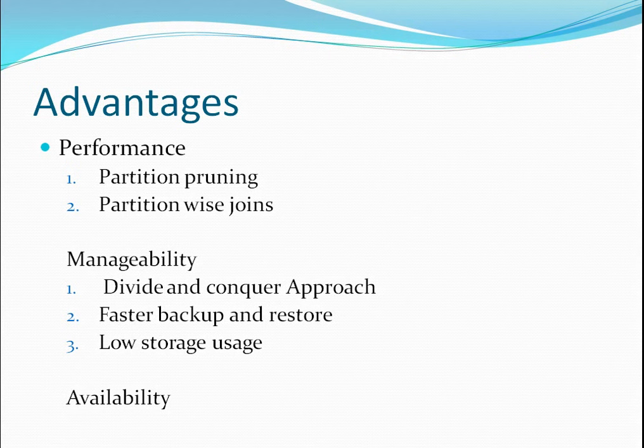And then we understood availability with the example of North America and Asia Pacific region. The North America disk was unavailable, still we were able to pursue our operations in Asia Pacific, and the DBA could independently restore the NA partition data.